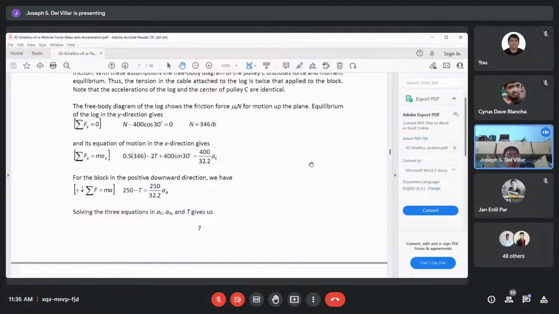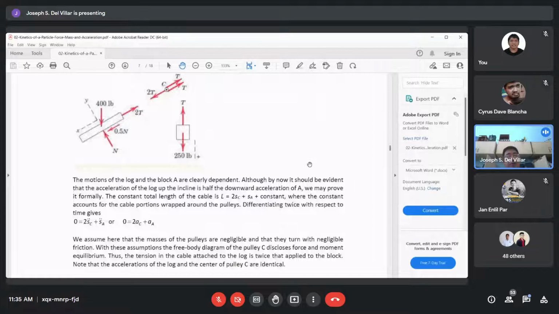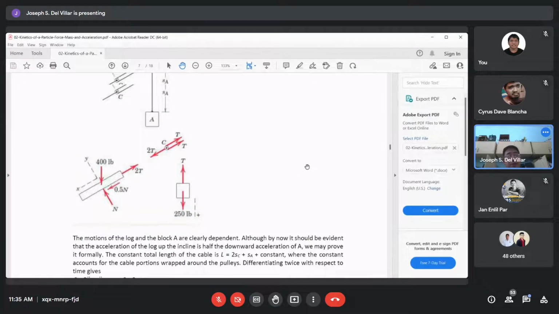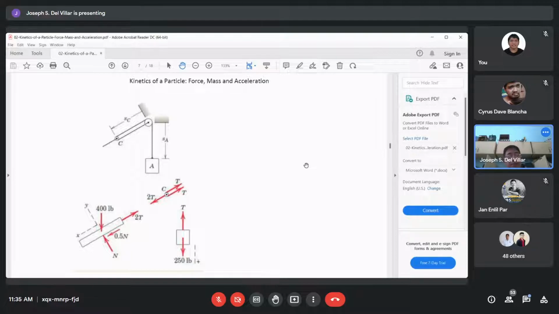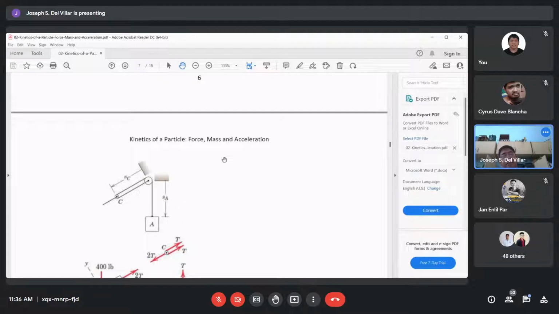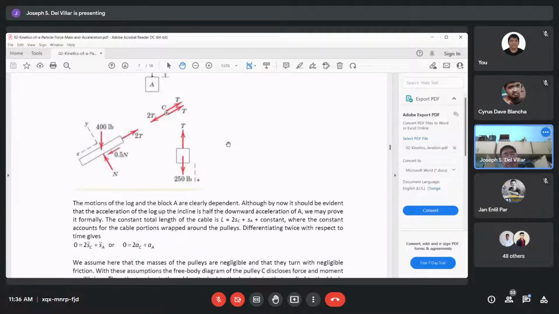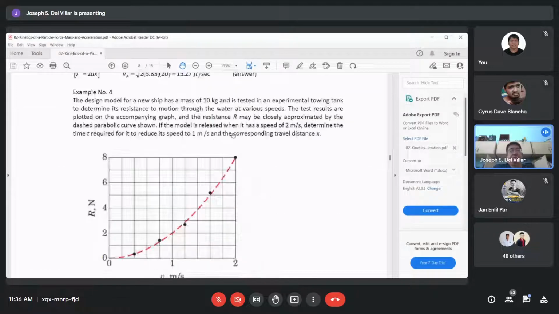Analyze the solution and also refer to the diagram. Always refer to the diagram when it comes to problems like this. That's why it's very important that before you solve, you first draw the correct free body diagram, because that is where you will derive the equations, from what you see on the graph.